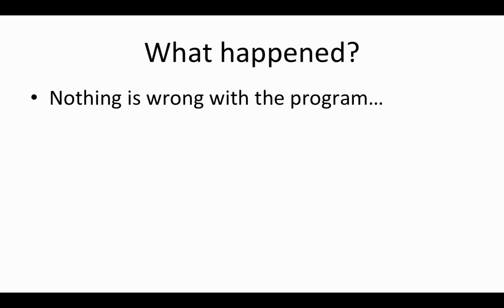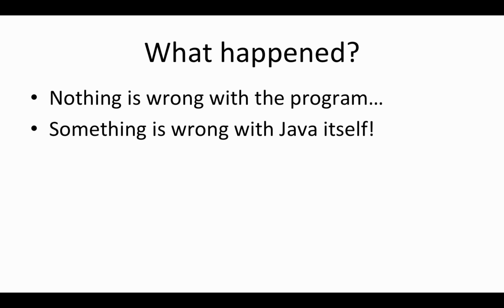And nothing was changed about this program. Any Java program that would run on this machine would print out everything backwards, right? So there's nothing wrong with the program. It's something wrong with Java itself, right? And so let's take a look at how Java would work at a lower level.